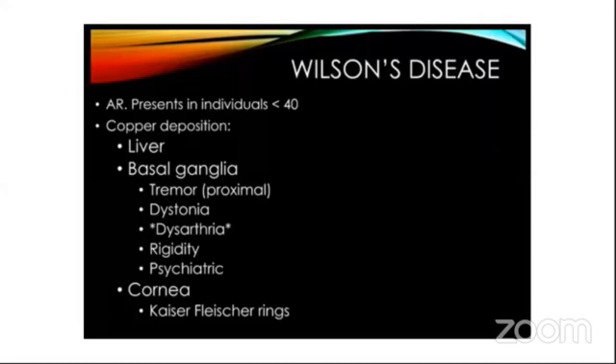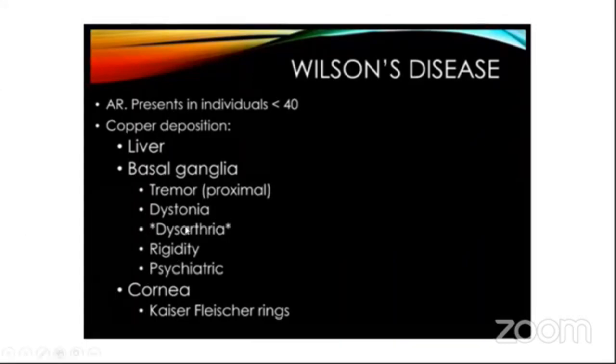Wilson disease is an autosomal recessive disease, presenting usually at less than 40 years of age. We all know this disease is due to copper deposition in the liver, basal ganglia, and cornea. Due to involvement of the liver, the patient may present with recurrent hepatitis or acute hepatic failure. Due to involvement of the basal ganglia, Wilson disease presents with tremor, especially involving the shoulder joints, and this is called wing beating tremor. We will see this tremor.